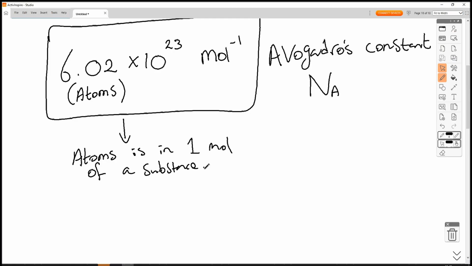And 1 mole of hydrogen has a mass of 1 gram, and 1 mole of helium has a mass of 4 grams.